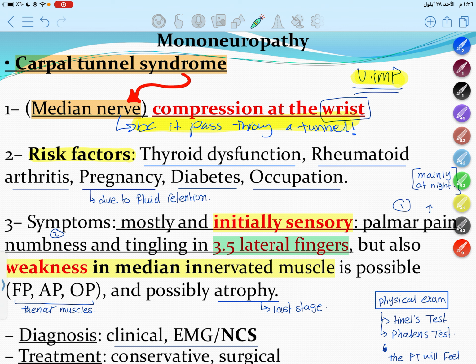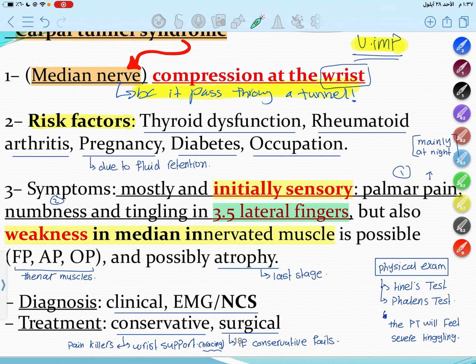Now the symptoms. Initially sensory symptoms, characterized by palmar pain, pain in the palm. But sometimes the pain is not restricted to the palm, but ascends up in the forearm or even up to the shoulder. The pain could be very severe, especially at night, waking the patient from sleep. And the patient wakes up and tries to shake his hand to relieve the pain.